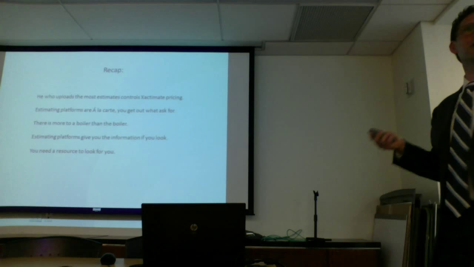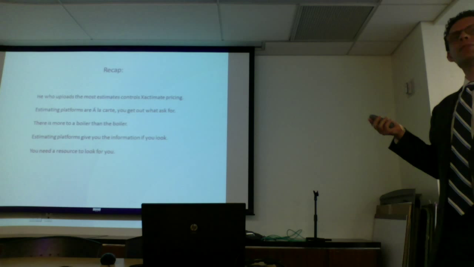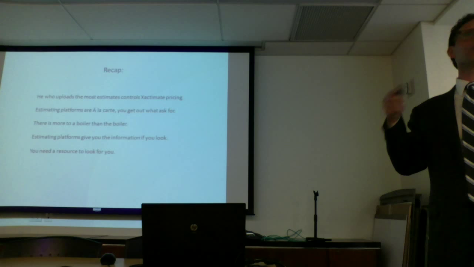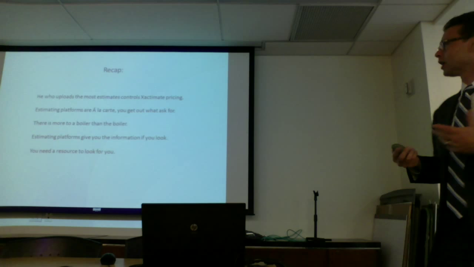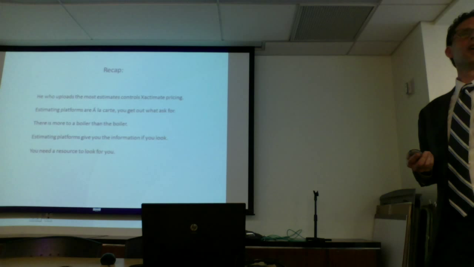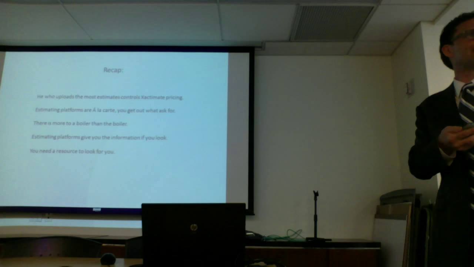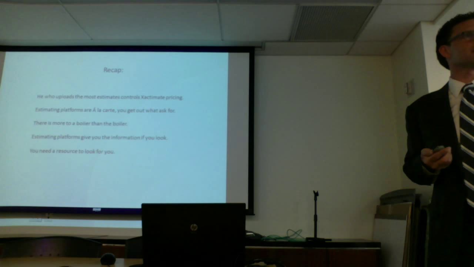There's more to a boiler than a boiler. The estimating platform will give you the information if you look for it in the line item. Each one of you, if you're going to go down this path of identifying whether it's included or not, just need a resource that can look for you. If you have pro bono guys, we do it all the time. You email somebody at us at Canopy, we'll print you the page for that line item. And it says right on there, includes this, excludes this. And we'll give you what it should look like in the line items that should be included.